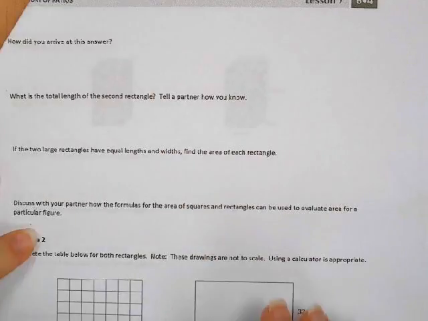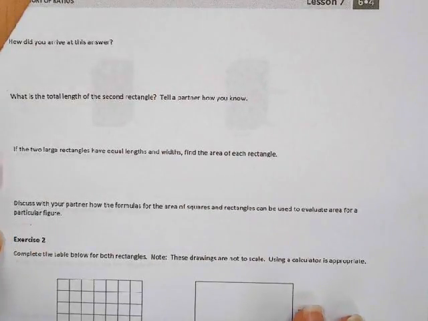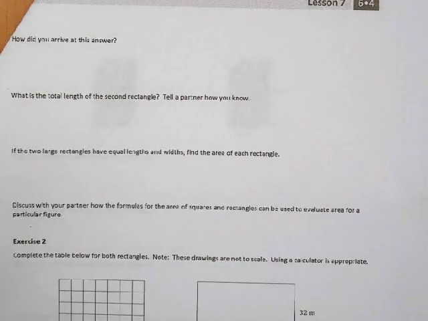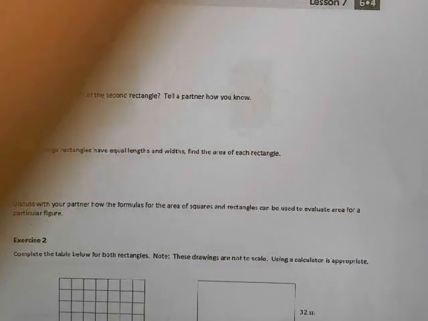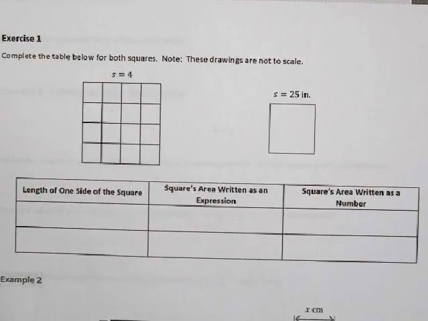Okay, turn to the next page and you'll see it says, how did you arrive at this answer. So if we're looking at this question, actually, hold on just a second. Let's look at exercise 1. I think my lesson got mixed up a little bit. So you probably have exercise 1 next. Complete the table below for both squares. Sorry about that. So let's look at both squares.